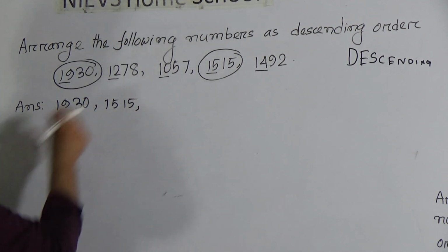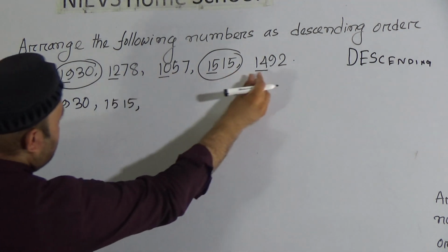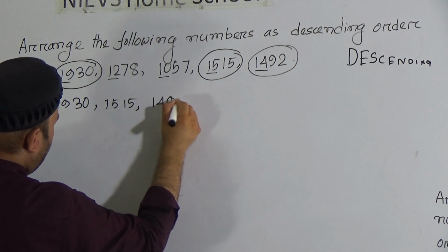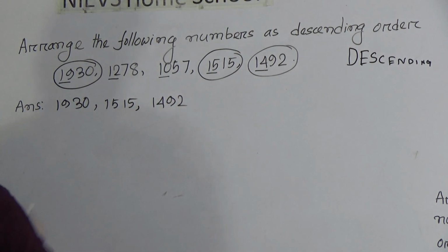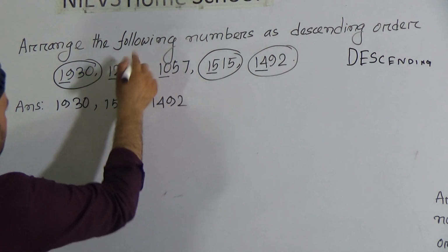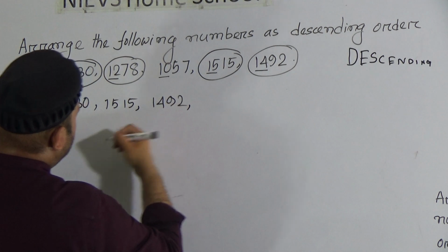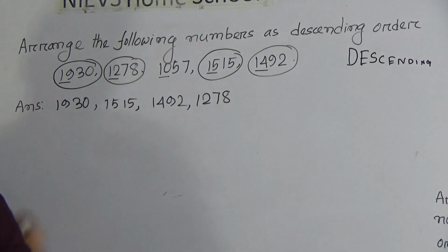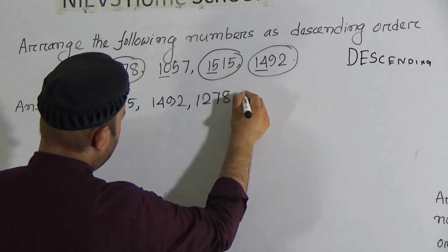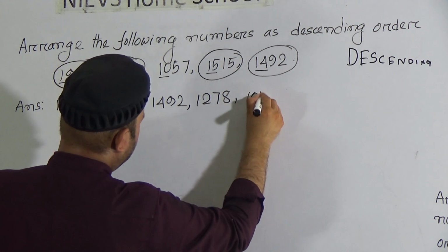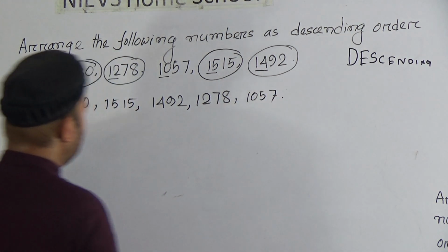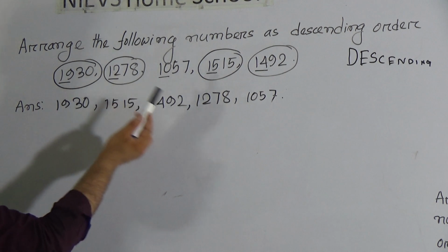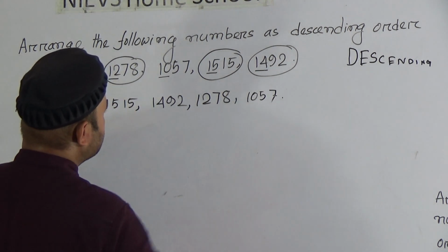Now what will be here? Here is 1200, 1000 and 1400. So here it will be 1492, the next number. Now here is 1200 and 1000. So 1200 is larger than 1000. So here it will be 1278. And the remaining one, 1057, is the smallest number among these. So the largest number is 1930 and the smallest number is 1057.